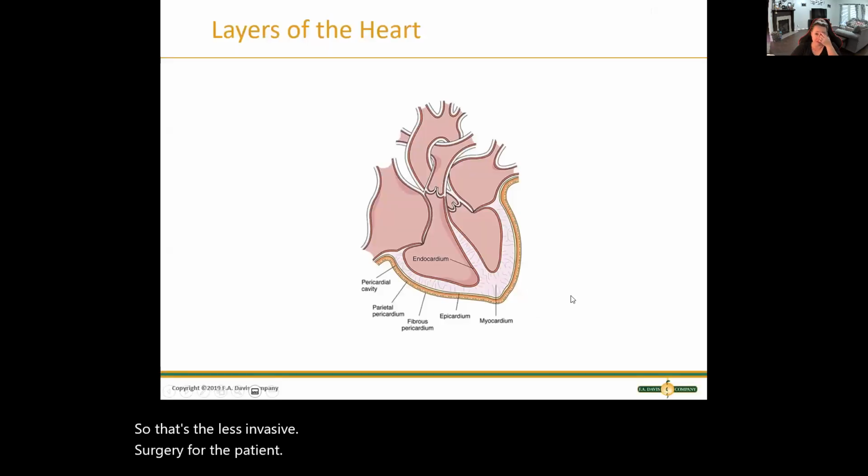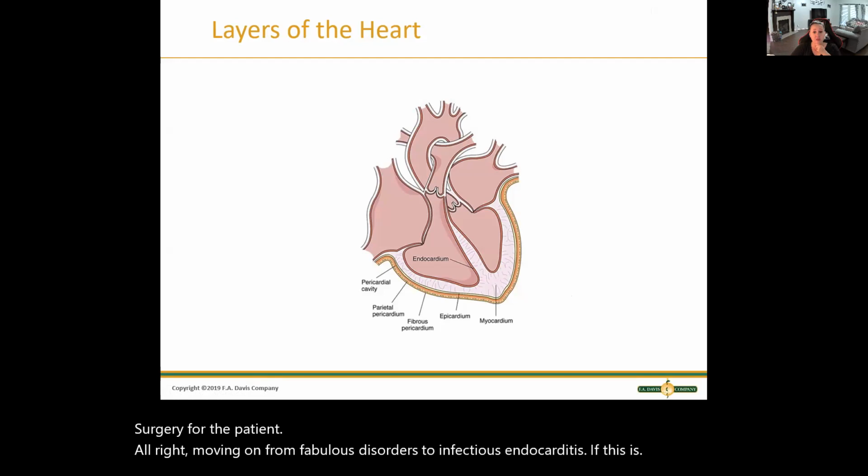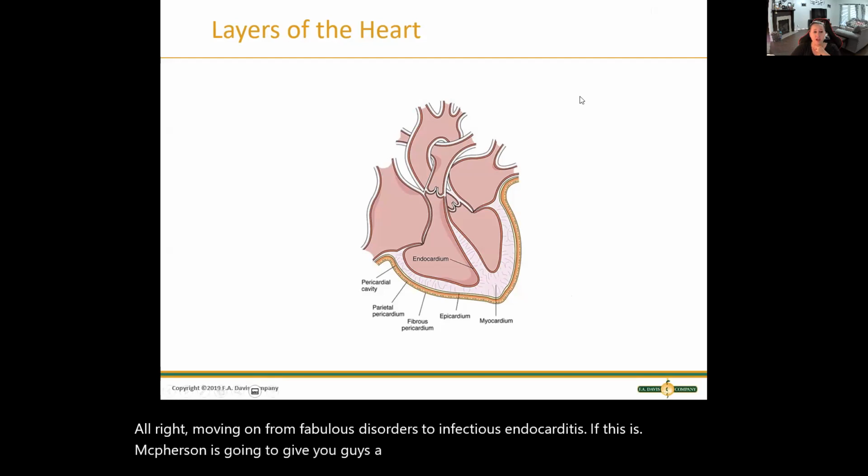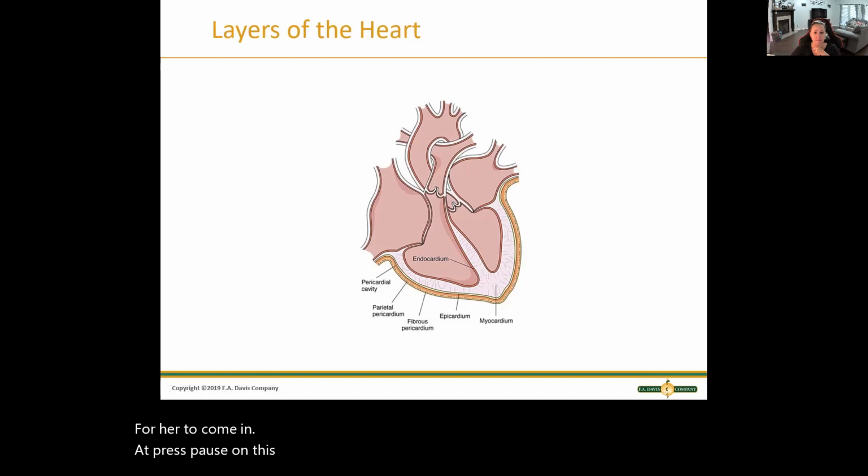All right, moving on from valvular disorders to infective endocarditis. If Mrs. McPherson is going to give you guys a break, now would be an excellent time for her to come in and press pause on this video. So I'm going to give her a few seconds to do that. She can always rewind and backtrack if she needs to. So I'm going to continue on with my slideshow.